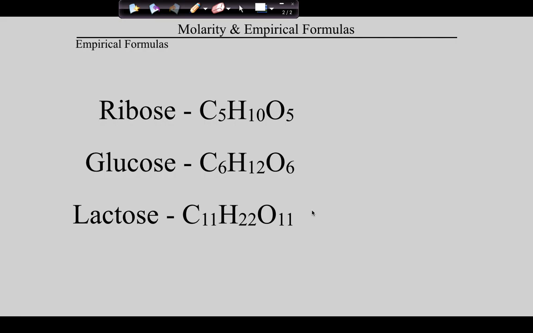Yeah, twice as many H's as C's and O's. So guys, what is the C to H to O ratio? 1 to 2 to 1. So guys, all of these sugars share the same empirical formula. Remember, that means simplest formula. It's CH2O. You ready for the aha moment?